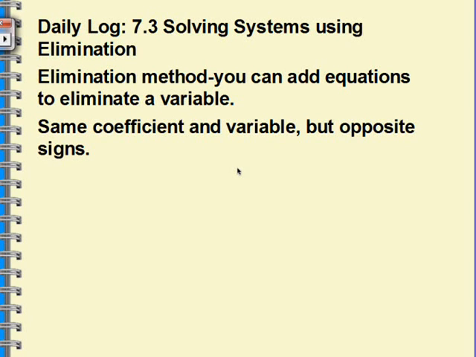Alright, today we're going to solve systems using elimination. Before this, we were able to solve systems by graphing. And then before, we were also able to solve by using substitution. So this is just another method for us to get to that same answer, to get to that solution to the system. So this is called the elimination method.